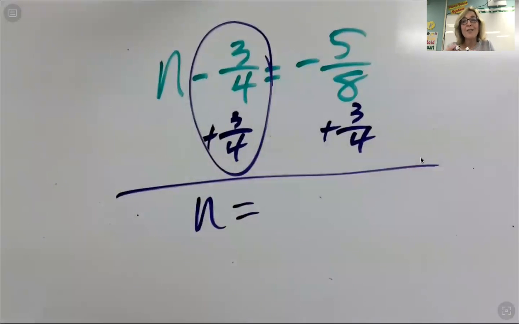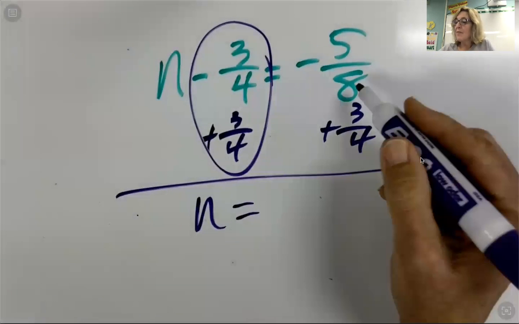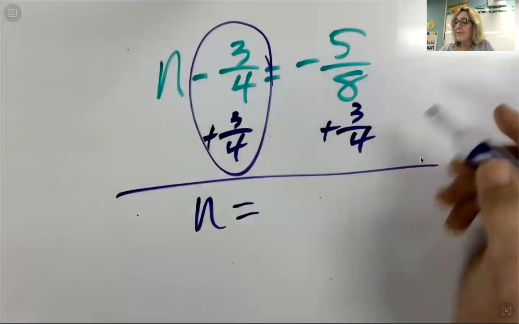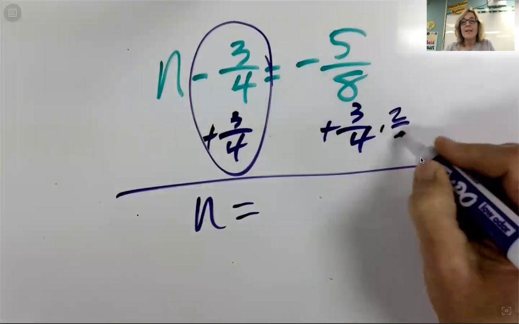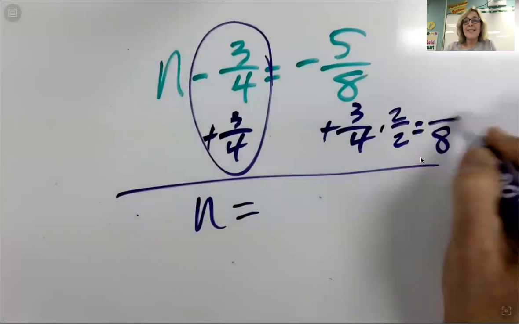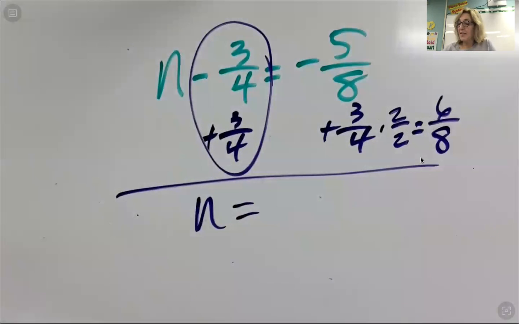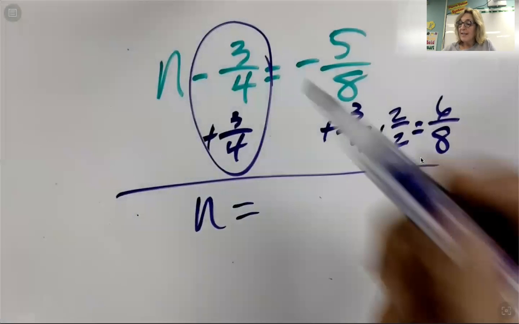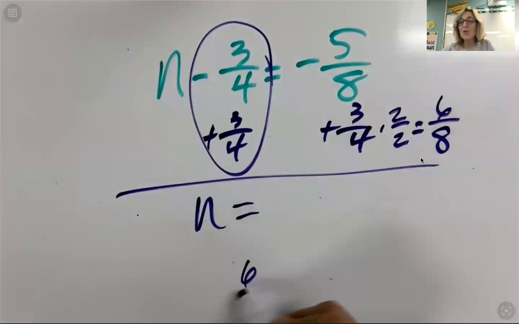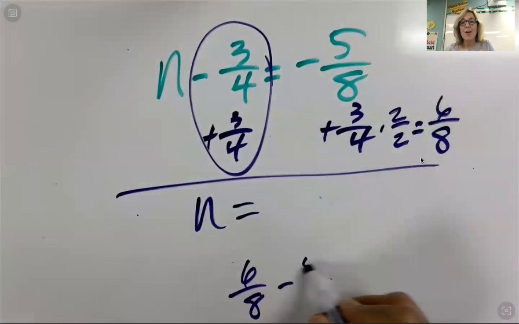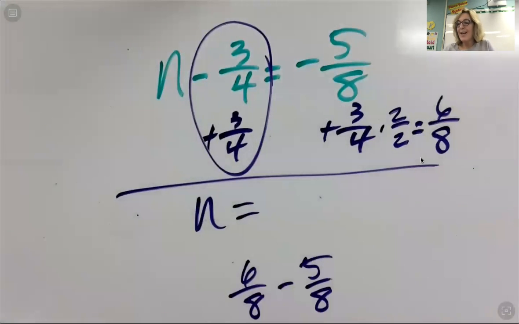Now, before we can do that, we really need common denominators. So I would say that because 8 is a multiple of 4, we multiply this by 2/2 and make it eighths. So now we have a positive 6/8 and a negative 5/8. So if you have a positive 6/8 and a negative 5/8, you could write it as a subtraction problem, and the difference is 1/8.